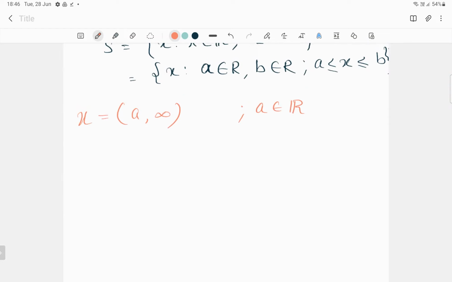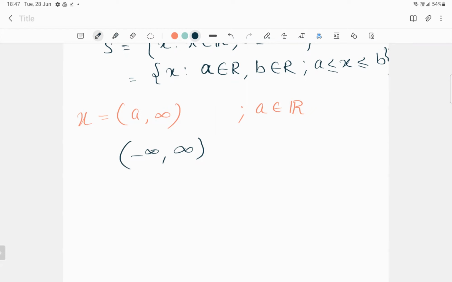One important thing about this interval: whenever you are using infinity, you will always use this bracket. Why? Because infinity is not a real number. What is infinity? That is not defined. So something which is not defined, you cannot include it in the interval. That's why whenever you are writing infinity or minus infinity, you will always use the open bracket.